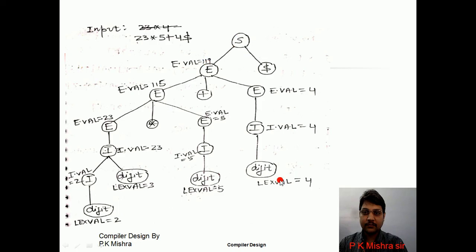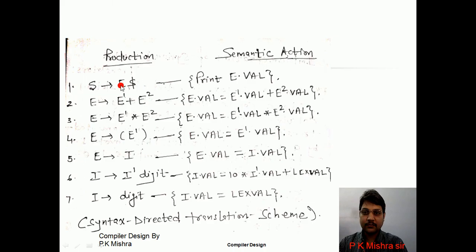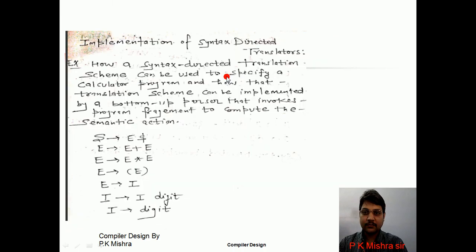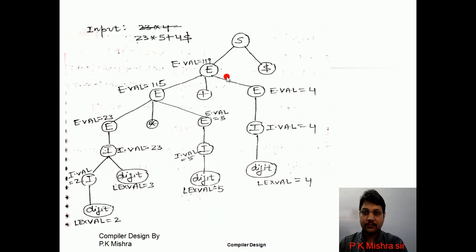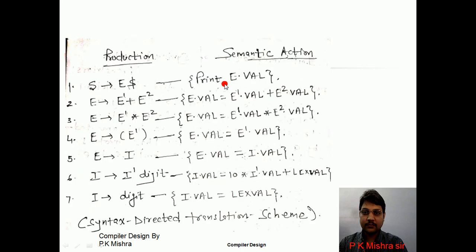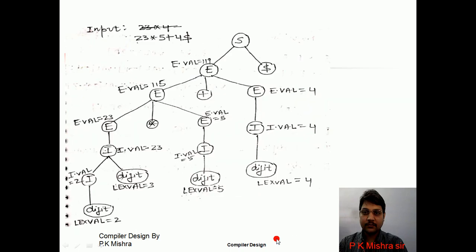So see, E dot dollar prints E dot value. Now E dot value is 119, so it prints 119. That is why it is written that E dot value will print the answer, because this is the final value of this expression, and this is the parse tree. This is called the parse tree with semantic action for this input.